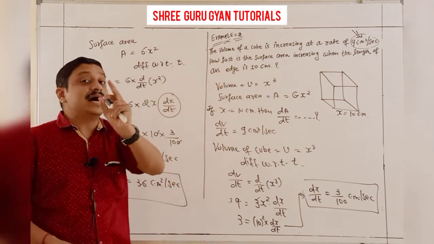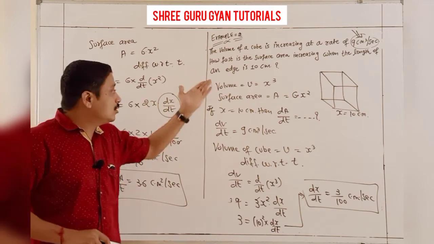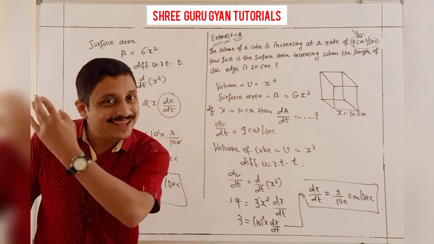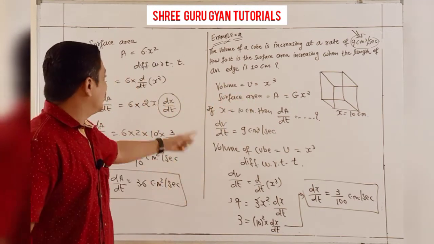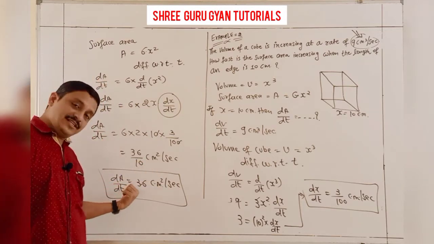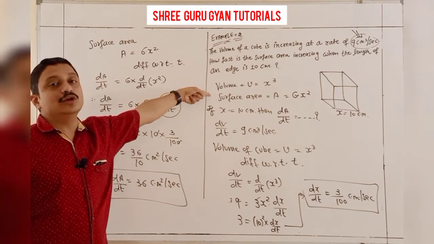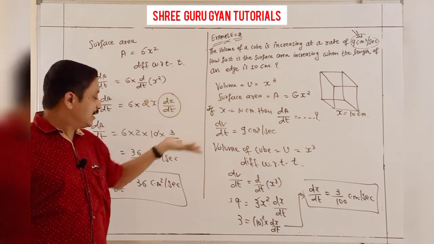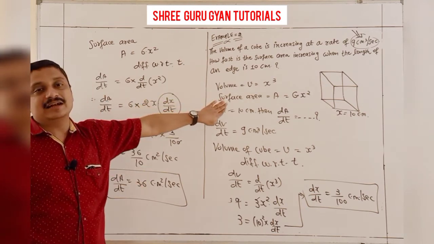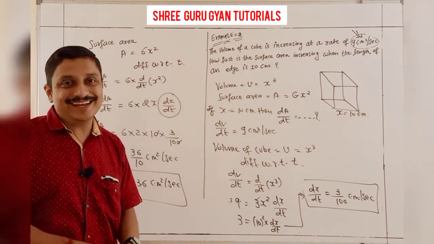But this numerical is important at exam level because volume and surface area are both used, and they ask both ways in the exam. Sometimes surface area is given and they ask how the volume is increasing. So you calculate by surface area, and depending on the question, volume is defined. Okay. Now next one.